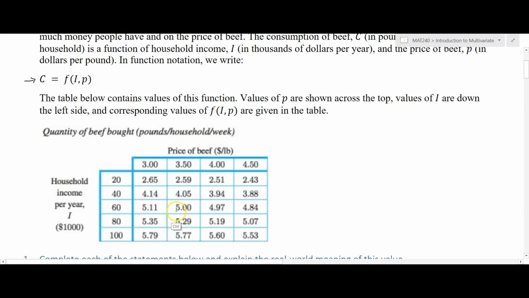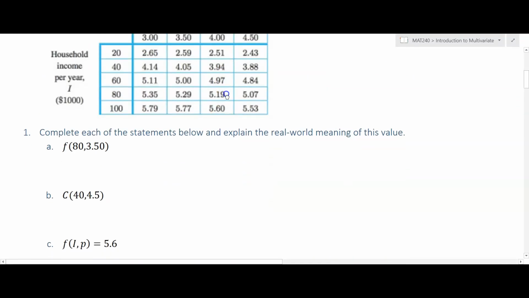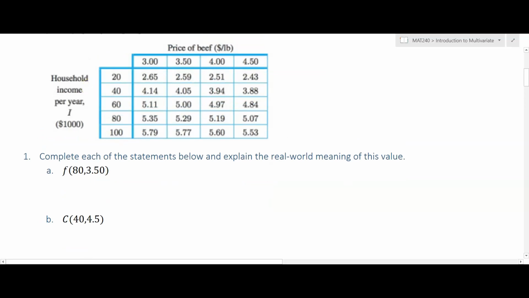So we can now answer some questions about this table now that we have a sense of how it works. Using some of the function notation, we recall that C is the output that we get when we input the family's income and the price of beef. So here we can say that this equals, well, I have to look at the family that makes $80,000 a year, and at $3.50 a pound, that's going to be this value here, 5.29.